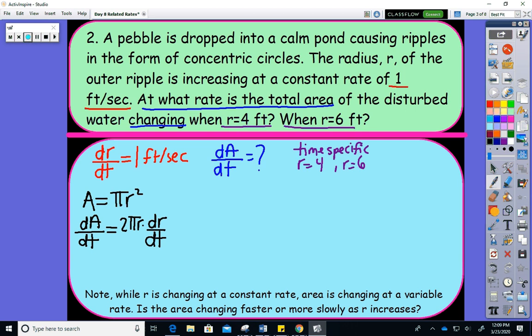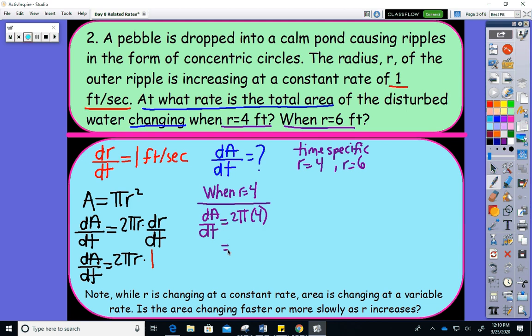So notice that one thing I can do is I can go ahead and say, well, more generally, dA/dt equals 2 pi r times dr/dt. Well, dr/dt is 1. So now I have a more general formula that dA/dt is just going to be 2 pi r. So I can answer 2 time-specific questions. I'm going to say when r equals 4, dA/dt equals 2 pi times 4, so that is 8 pi.